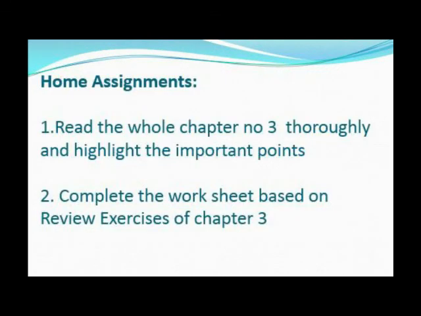The home assignment which I am giving to you people: read the whole chapter number 3 thoroughly and highlight the important points and complete the worksheet based on the review exercises of chapter 3, which is attached with this lesson on the DHA portal. Please try to attempt it, and in the next session I will share the key of this worksheet with you people as well.